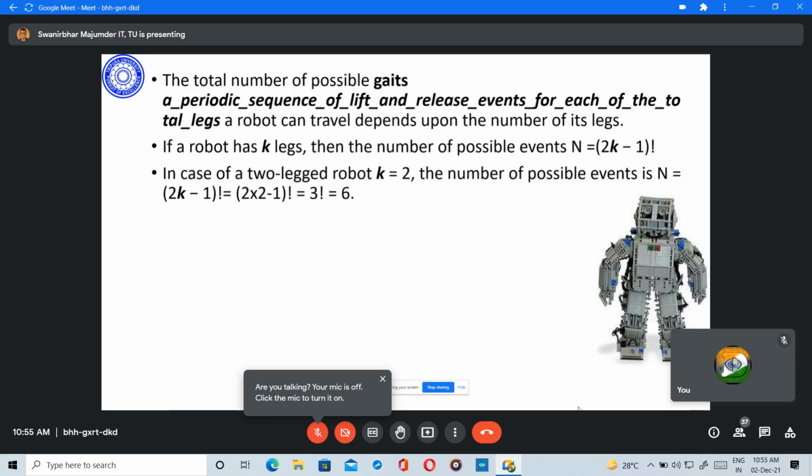What are the 3 possible events with your legs? You can put the right foot forward, you can put your left foot forward, and you can jump with 2 legs together, isn't it? 3 events because you have 2 legs. Clear?